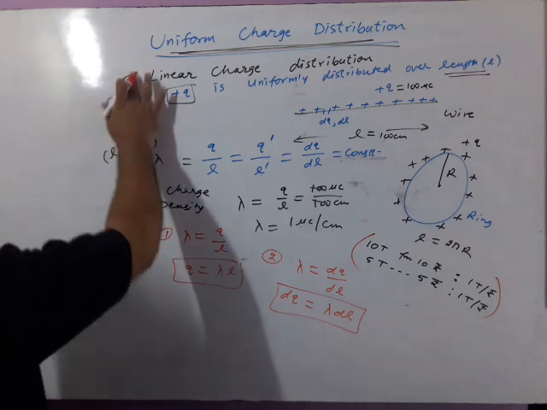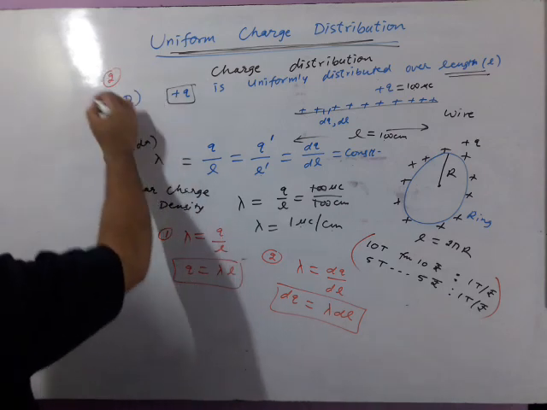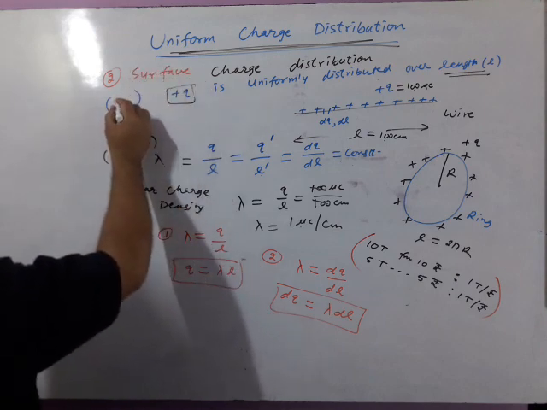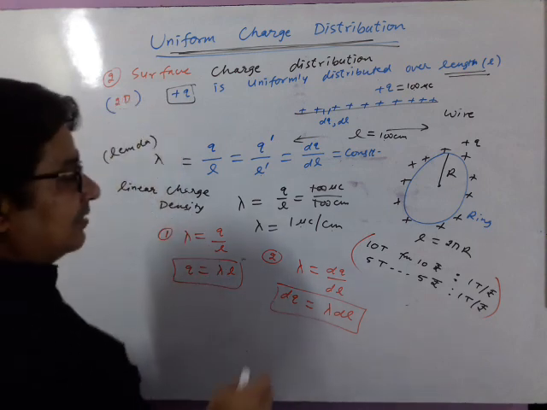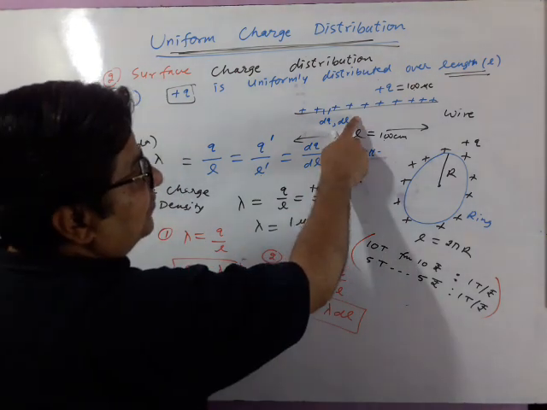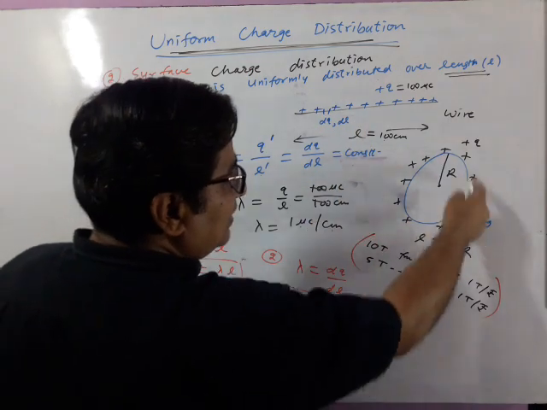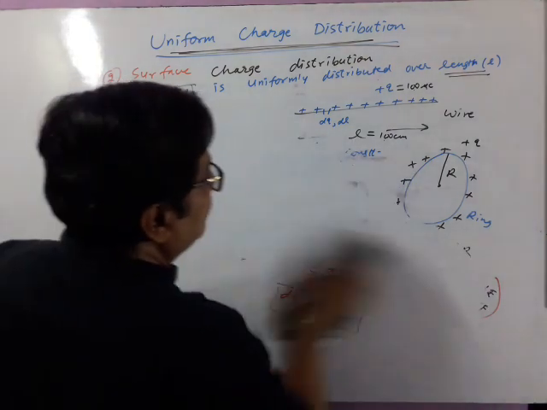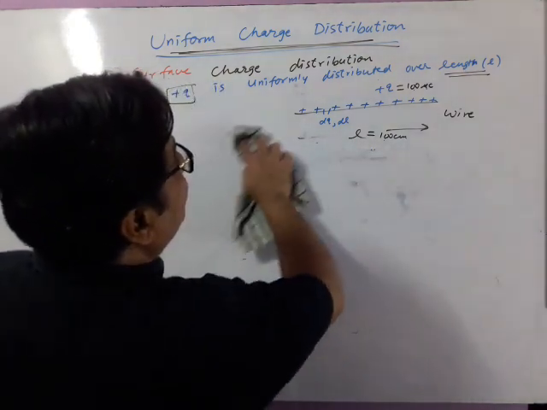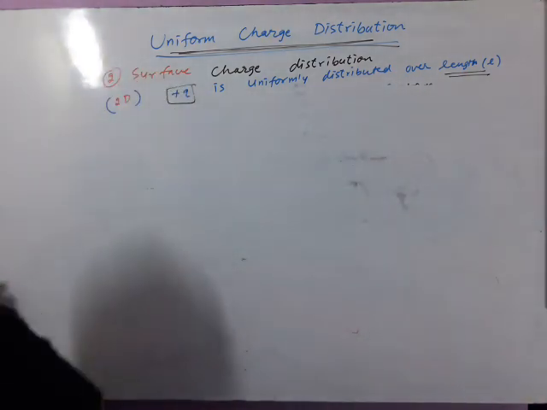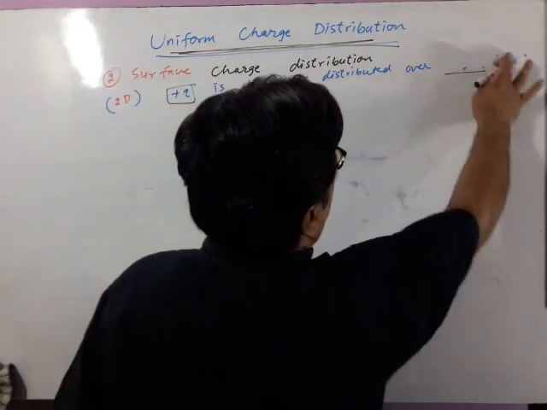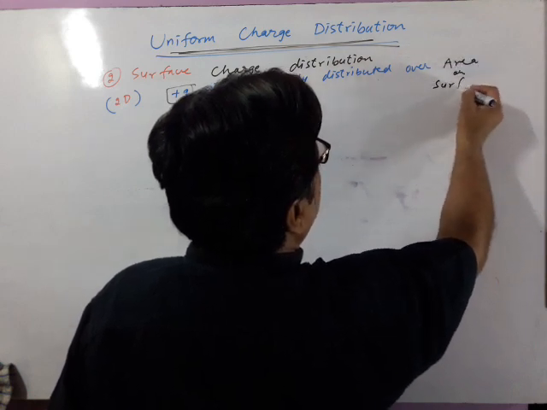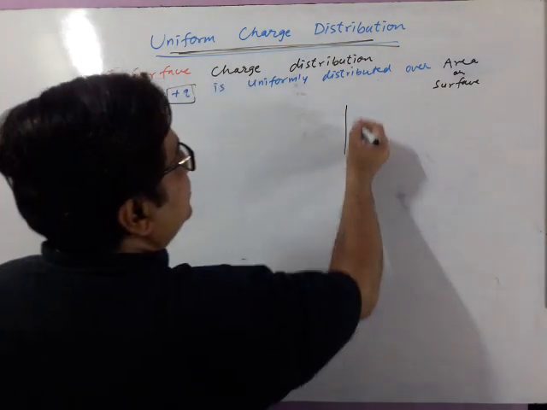Step number 2. Surface charge distribution is for 2 dimensions. Now see, linear charge distribution is valid for length, or for this wire and ring, one and the same thing. Now we are talking about 2 dimensions. So in 2 dimensions we will say for some area or for some surface, like this sheet.